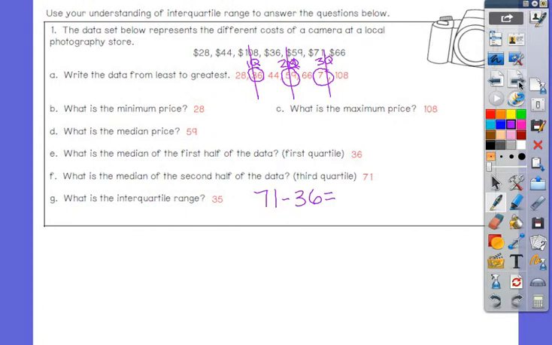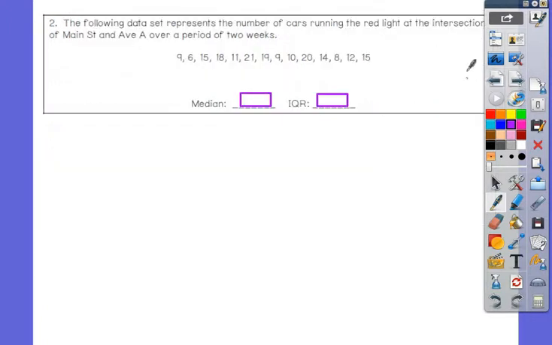Alright, let's try that again with another problem. Number 2 says, which of the following set of data represents the number of cars running the red light at the intersection of Main Street and Avenue A over a period of 2 weeks. Okay, we have to find the median and the interquartile range.